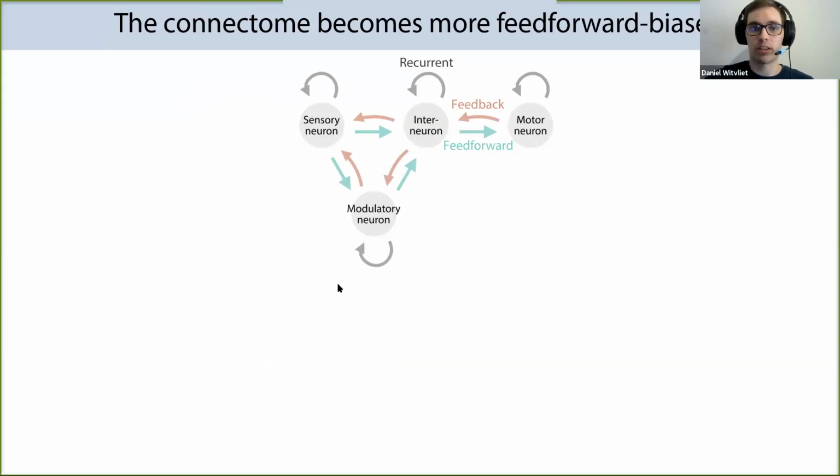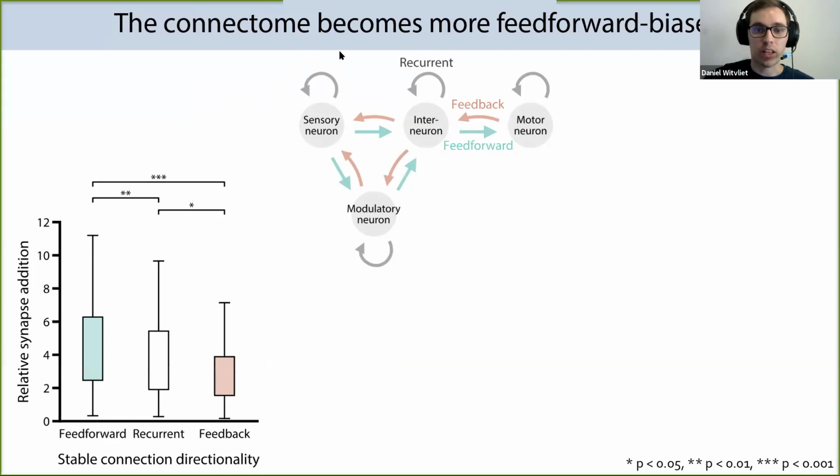So we classified connections from the sensory to motor layer as feed forward, connections from the motor layer to the sensory layer as feedback, and connections between neurons of the same type as recurrent. And so a network with more feed-forward connections is thought to be more reflexive, with a certain input consistently resulting in the same output.